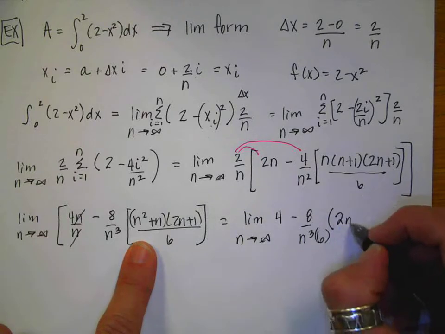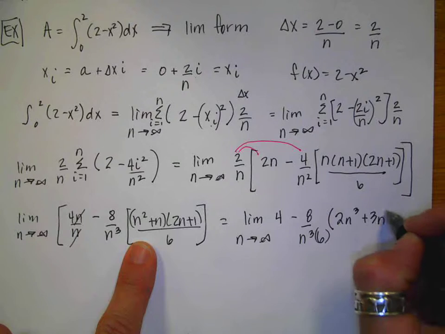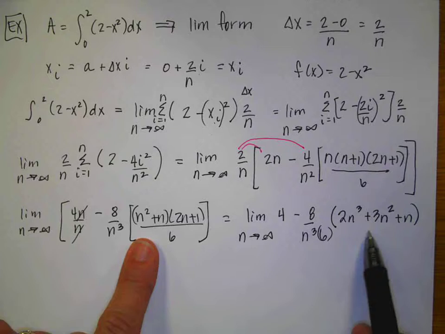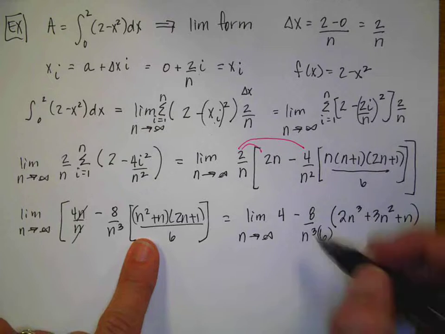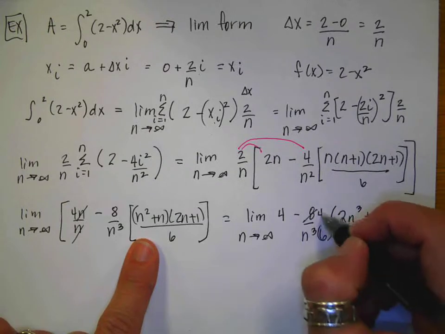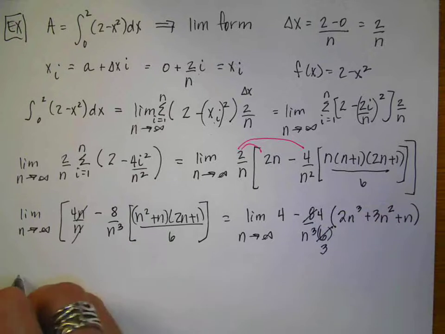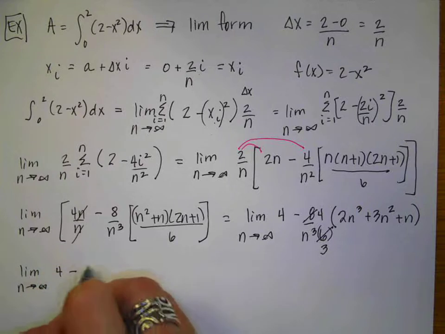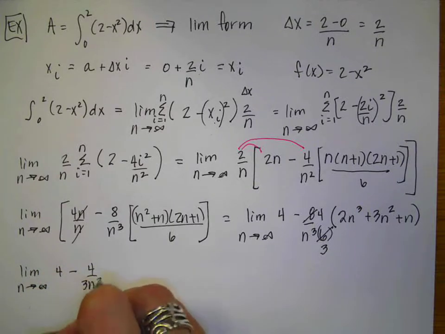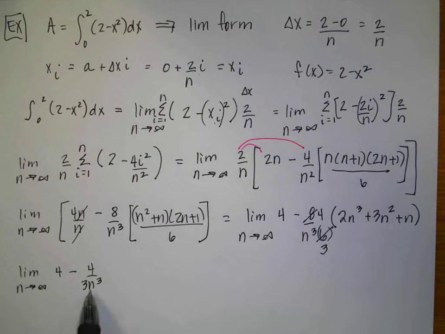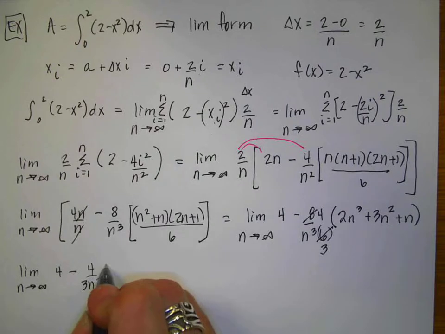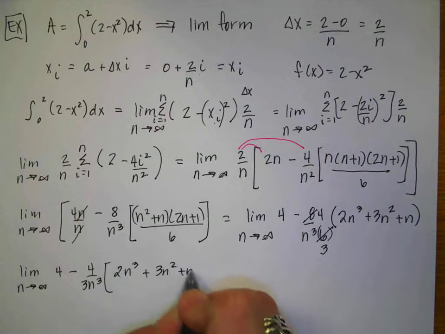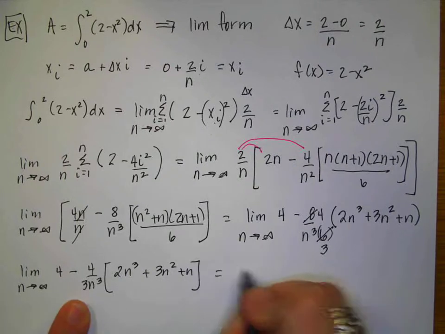If I distribute these two guys, I get 2n cubed plus 3n squared plus n. Yes, I skipped a step. My bad. I did this before I got there to make sure that I didn't make mistakes. 2 goes into this 4, 2 goes into this 3. So now I have the limit as n approaches infinity of 4 minus 4 thirds n cubed, and I'm going to distribute this times each of these terms. Okay, so I guess I could have rewritten it, but I'm just going to do it now.